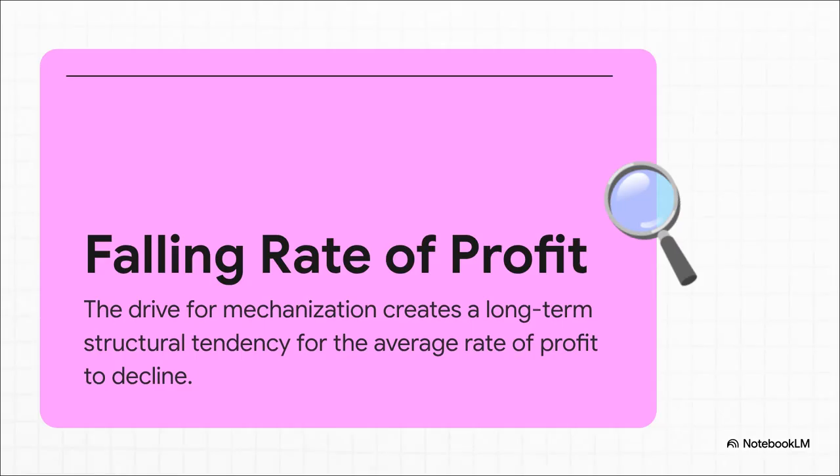So Marx's conclusion is this: because profit only comes from living labor, but investment is constantly shifting away from labor and towards machines, there's a long-term downward pressure on the overall rate of profit for the entire economy. It's a paradox. Every individual capitalist is forced to mechanize to survive, but by doing so, they collectively help to saw off the branch they're all sitting on.